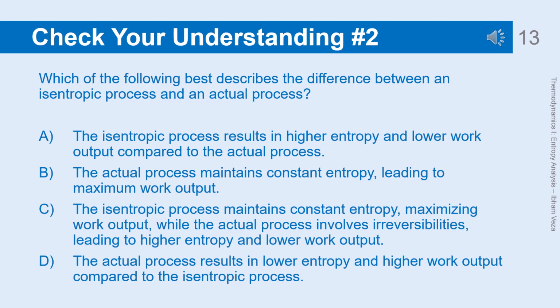Answer: C. The isentropic process maintains constant entropy, maximizing work output, while the actual process involves irreversibilities, leading to higher entropy and lower work output.